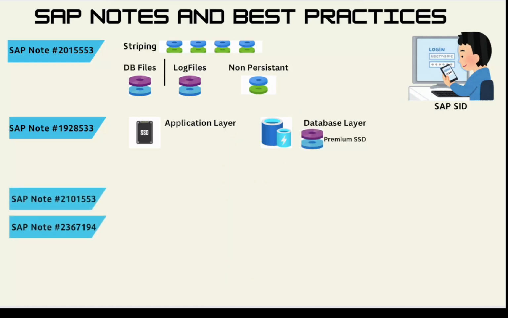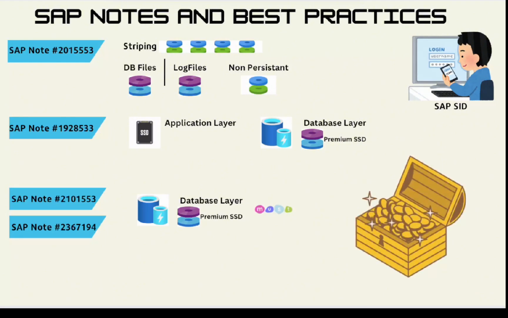Finally, let's talk about SAP note number 2101553 and 2367194. Both of them emphasize on one major point. If you are dealing with databases, use premium storage, and that's it. SAP Notes are a treasure trove of information, especially if you are planning a production deployment on Azure. Always refer to them. These notes are your single source of truth. They'll help you avoid headaches down the road.